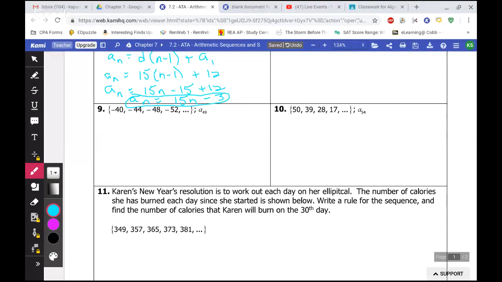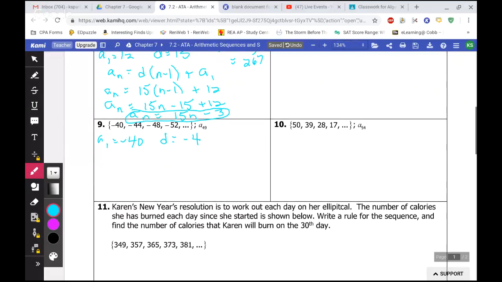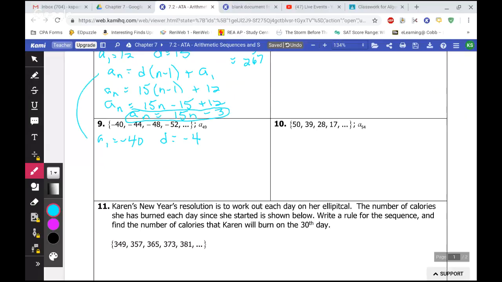Okay, number 9. You know that the first term is negative 40. And you can see that the difference is adding a negative 4 or going down by 4 each way. So we'll just substitute. I'm not going to rewrite the formula. I'm just going to go ahead and use the one that I wrote up there because I don't have a lot of room in these boxes.